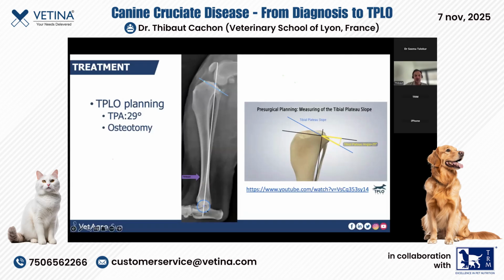So how you can do that? You are going to take the center of the tarsus and the tibial eminence, which will give you the functional axis of the tibia, and then you are going to draw the tibial plateau slope from the proximal part of the tibial plateau to the caudal part of the tibial plateau, and that gives you the tibial plateau slope.